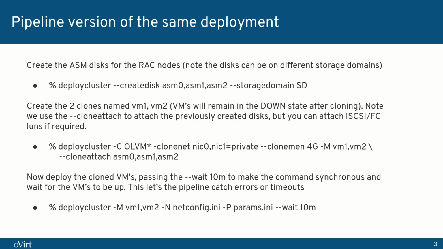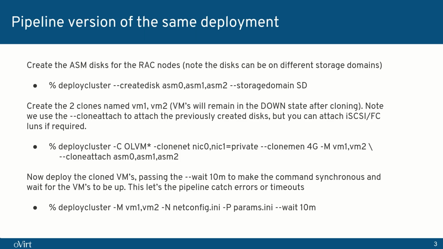Okay, so let's look at the same deployment. And now this is the pipeline. This is using it in a pipeline. So for example, you might have a Jenkins pipeline, and you want to split that command into multiple steps. So effectively, you can see if the command fails at any stage, not to wait for the whole thing to run and then fail at the last stage. Maybe there's an error in your netconfig or your params.ini file.